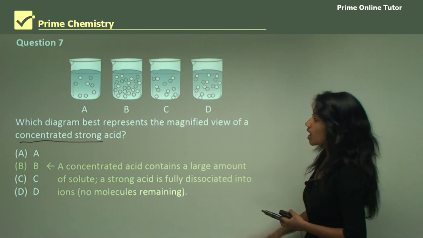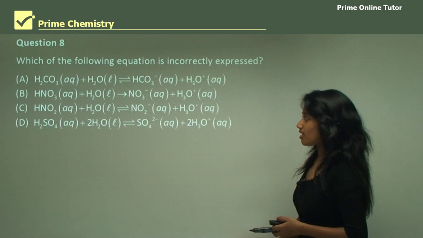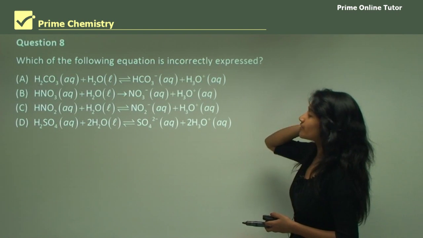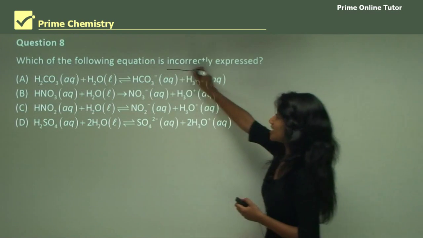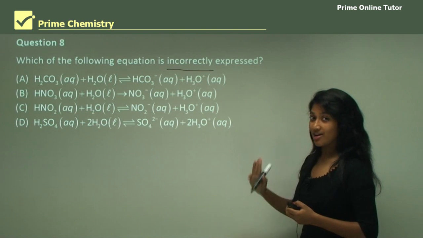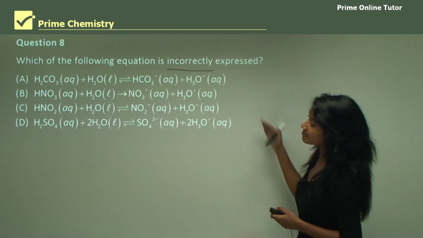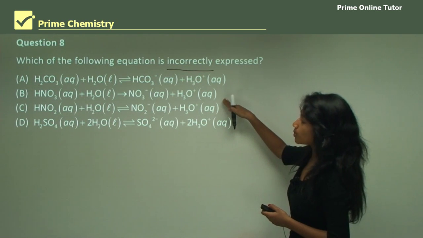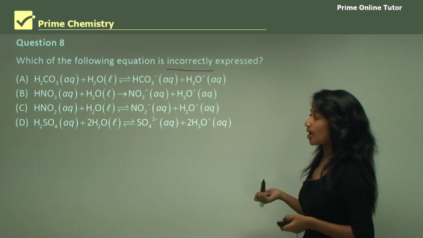Now moving on to question 8. Again, question 8 is a multiple choice question. Which of the following equations is incorrectly expressed? Highlight incorrectly, because from here, 3 of them are going to be correct and 1 is going to be incorrect. Now we have to pick which one it is. Is it option A, option B, option C, or option D? We'll consider each option one by one.